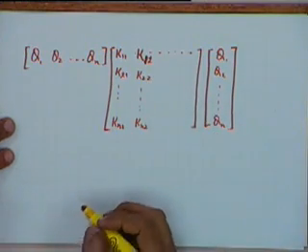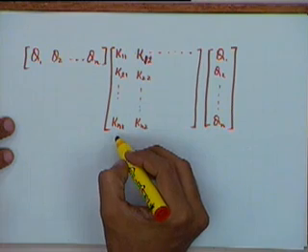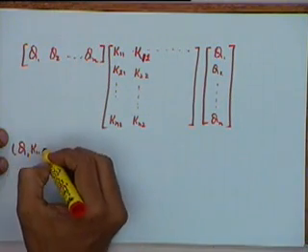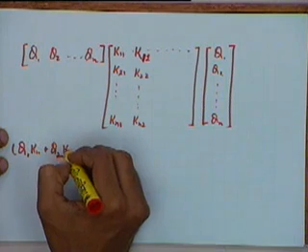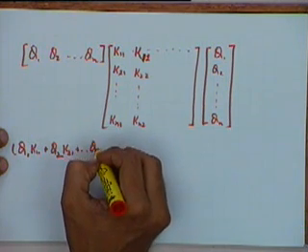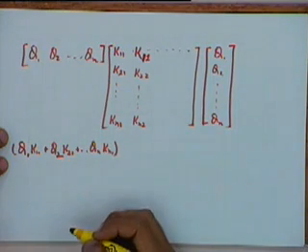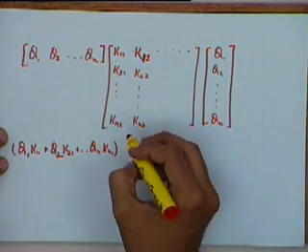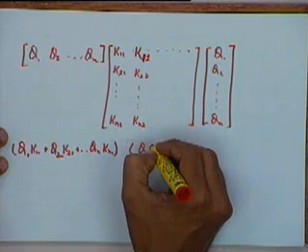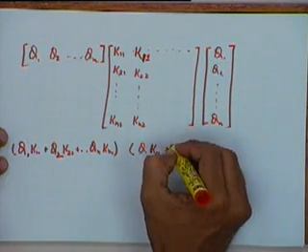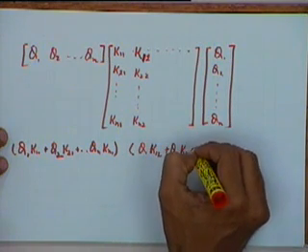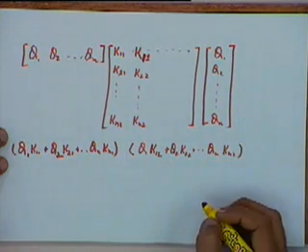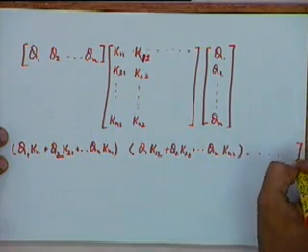This is the expression we have to evaluate. If I take this row and multiply it by this column, the first term that I'll get would be Q1 multiplied by K11 plus Q2 multiplied by K21 plus so on up to Qn multiplied by Kn1. Similarly, if I take this row multiplied by the second column, I'll get the terms Q1 multiplied by K12 plus Q2 multiplied by K22 so on up to Qn multiplied by Kn2, and I'll get a row of terms like this.